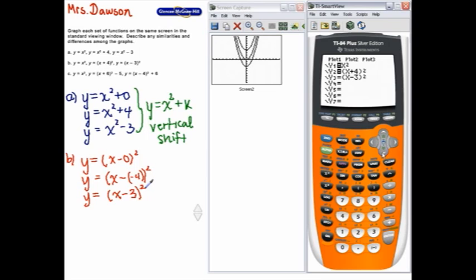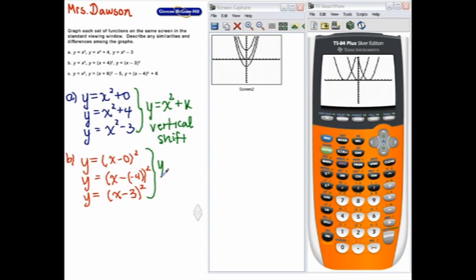And once we turn that one back on and hit graph, you can see that we have another parabola of the exact same width, only this time it's been shifted to the right 3 units. So we have y equals the quantity of x minus h squared, and that is a horizontal shift. So let's take a picture of that one.